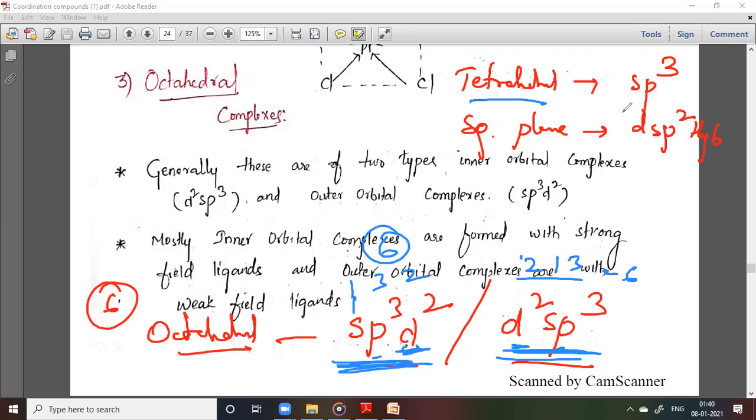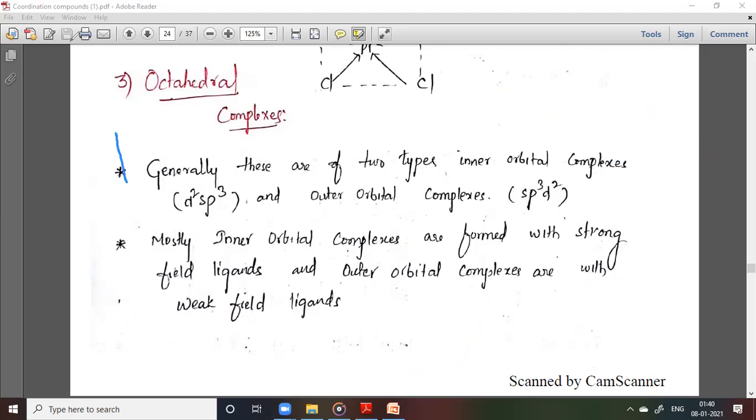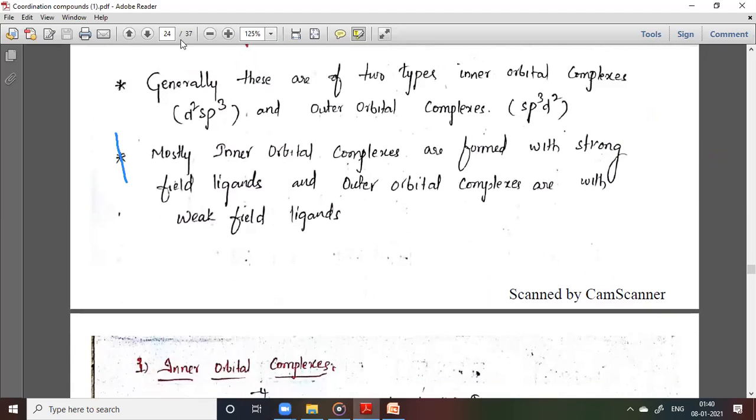In case of tetrahedral, the hybridization will be sp3 and the square planar will be dsp2. So let us understand the octahedral complexes with the hybridization. Mostly generally d2sp3 and sp3d2. Just remember this point: d2sp3 complexes are called inner orbital complexes and sp3d2 complexes are called outer orbital complexes. Why it is called outer orbital and why it is called inner orbital, I will tell you here.